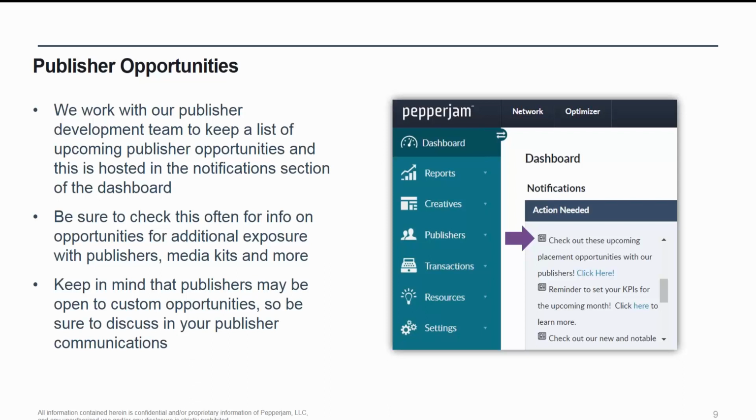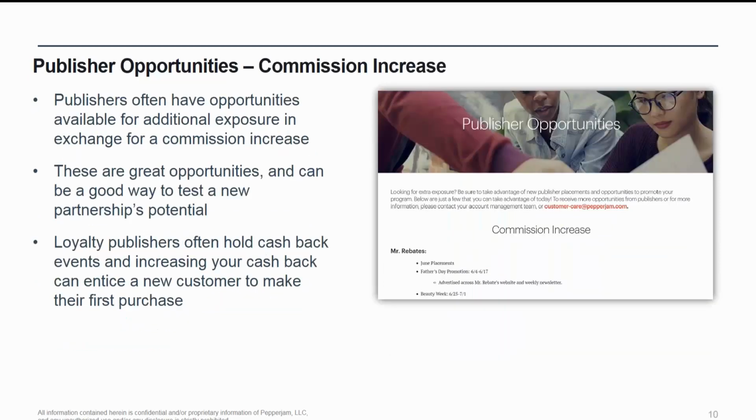But if you're looking for other info on publishers, or maybe you aren't seeing a specific publisher's info up there as well, you can always reach out to the support team to see if we have any additional opportunities available. And this page is also broken out into different types of opportunities that publishers have. So a common one that you'll see often are commission increase opportunities. So publishers may give you additional exposure opportunities in exchange for a commission increase for a certain period of time.